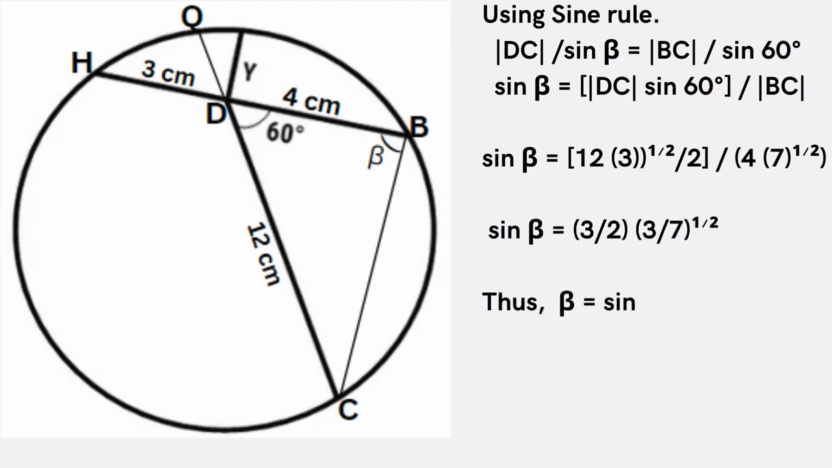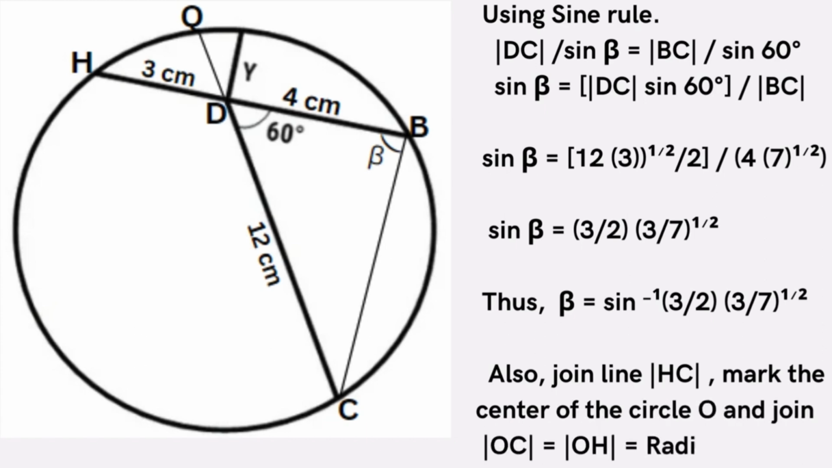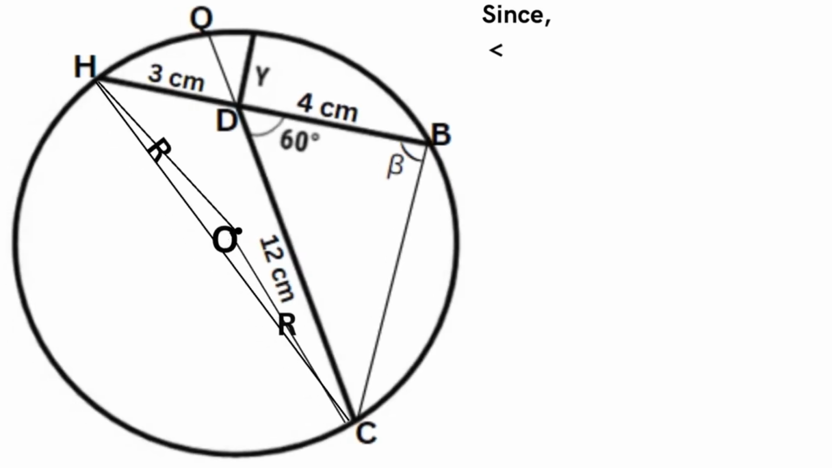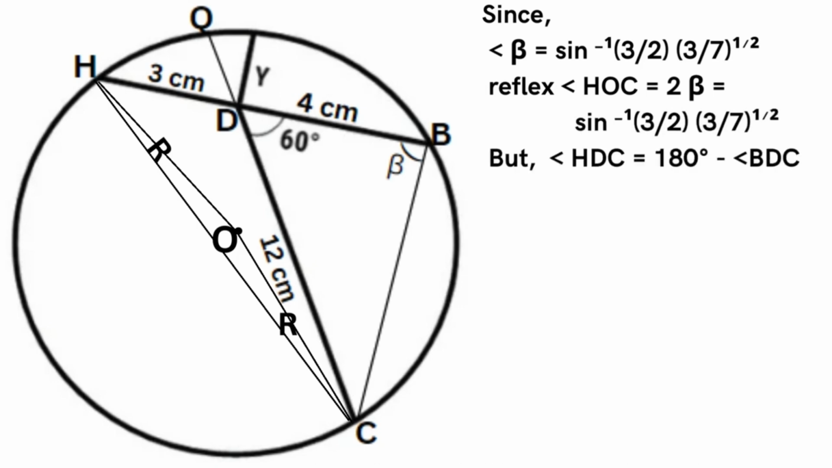Also, join line HC. Mark the center of the circle O and join. OC equals OH equals radius R of the circle. Since we have gotten the value of angle beta, reflex angle HOC equals the product of 2 and angle beta. This is because the angle at the center is twice that at the circumference of the circle. Please note it. We will come to that later.